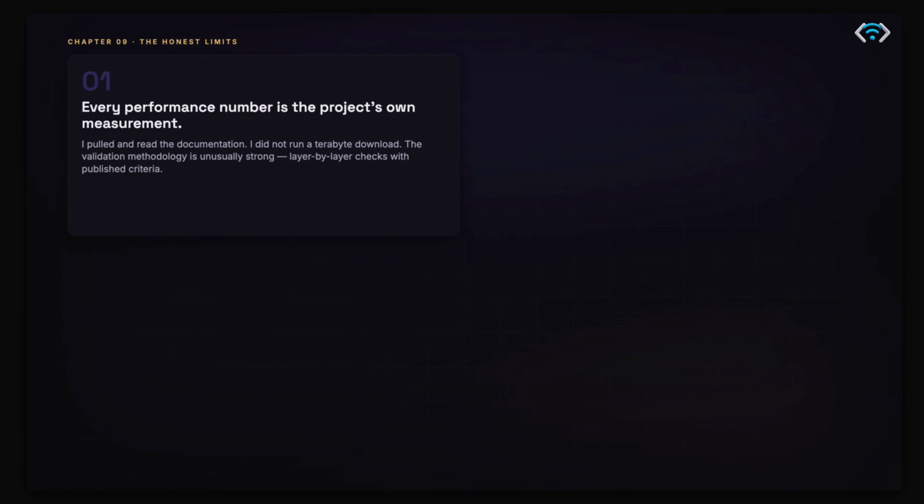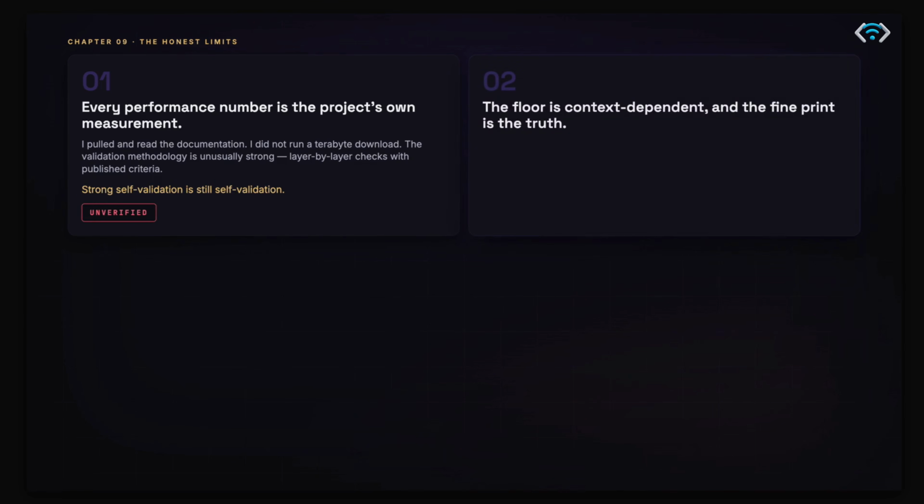The honest limits. 1. Every performance number here is the project's own measurement on their machines. I pulled and read the documentation. I did not run a terabyte download. The validation methodology is unusually strong. Layer by layer checks against a reference implementation with the criteria published. But strong self-validation is still self-validation.